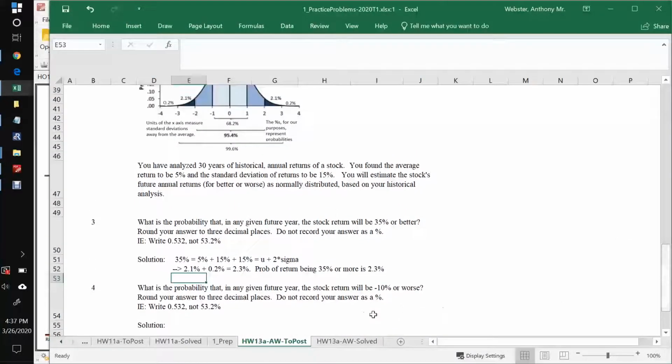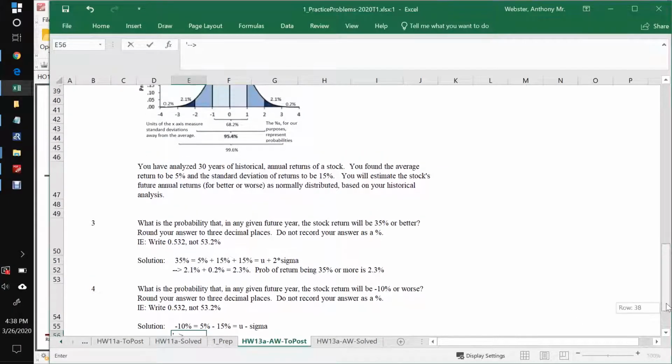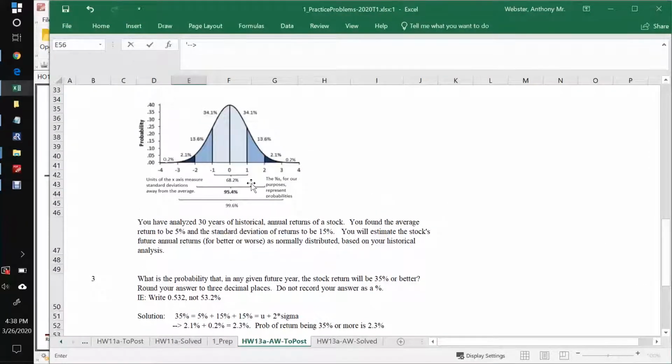Okay, let's do another one. What's the probability that in any given future year the stock return will be minus 10% or worse? Okay, so once again, we need to do something like this. We need to say that minus 10% is equal to our expected value return minus 1 standard deviation. And now that we understand that, we can just go up to the graph. It says or worse, so that means I want the left tail stuff up here.